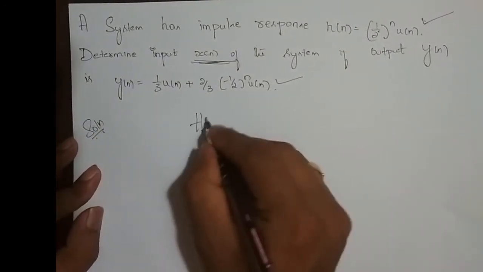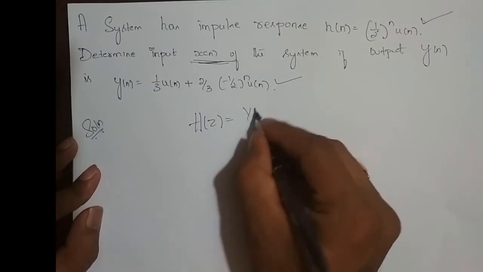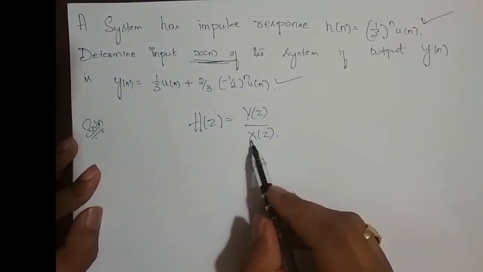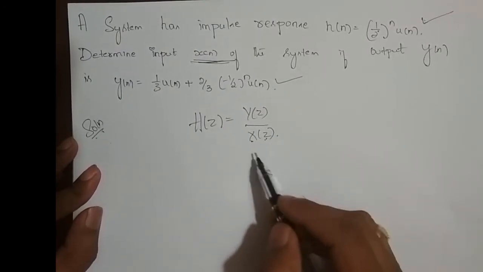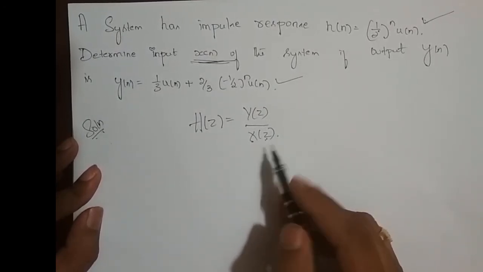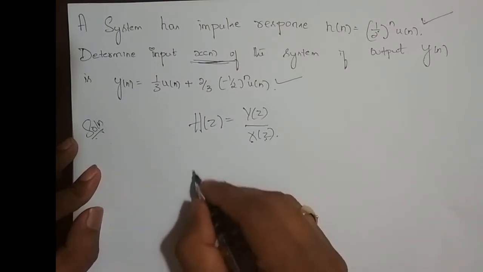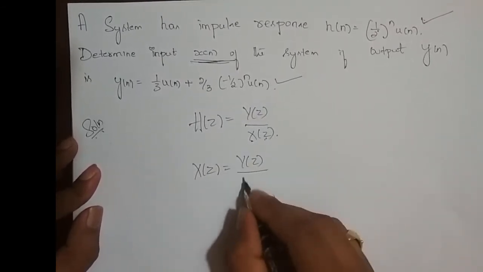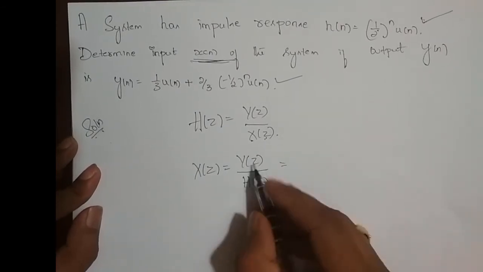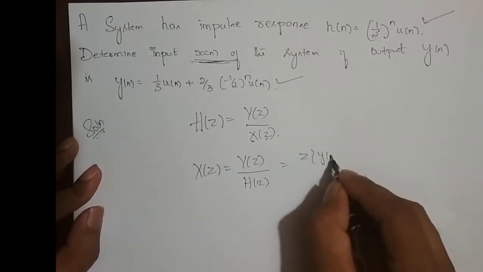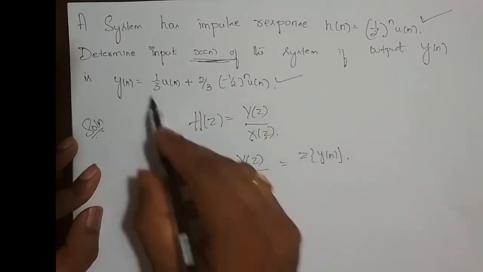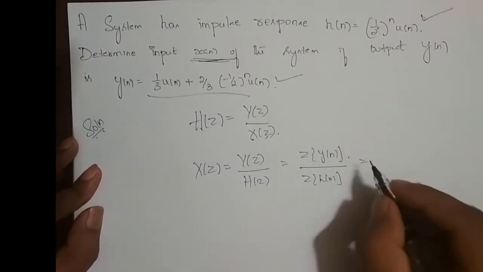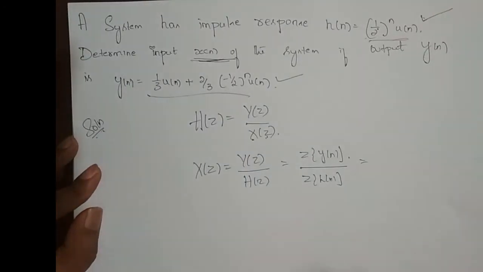Okay, so I'll give an idea how to solve it. So what is H of z? H of z is the system function. It is given by Y of z divided by X of z. So our aim is to get X of z. Once you get X of z, I can take its inverse z transform so that I get x of n. So X of z is Y of z divided by H of z. This is equal to the z transform of y of n divided by the z transform of h of n. And what is h of n? h of n is this.